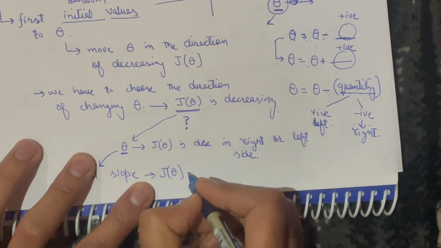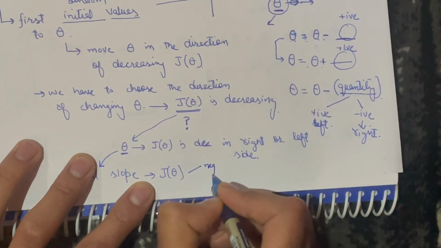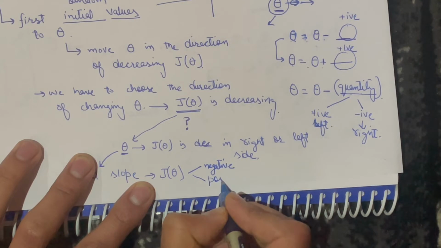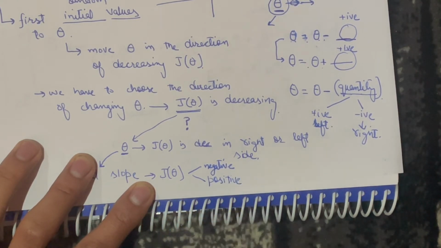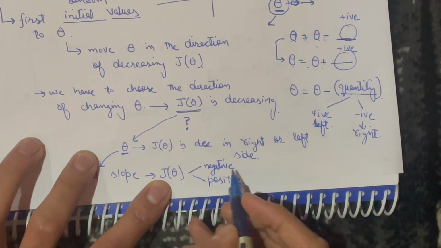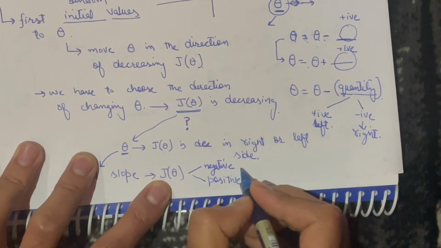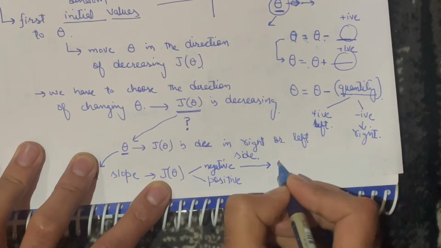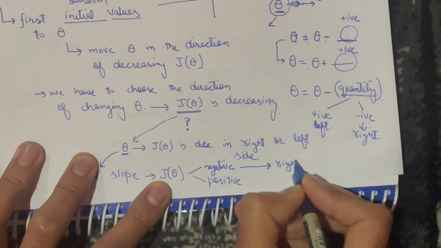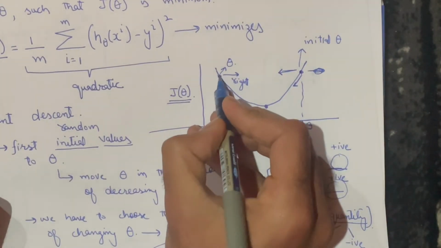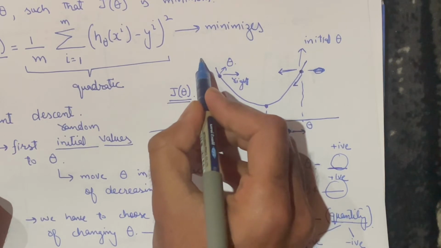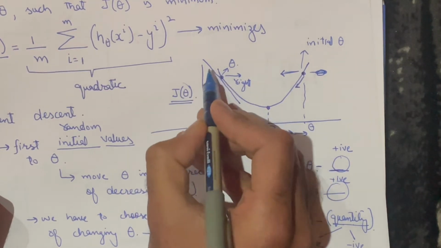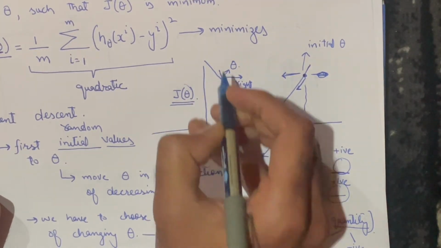So there are only two possibilities: the slope is negative or the slope is positive. These are the only two choices. Now, if the slope is negative, that means J theta is decreasing by moving to the right side. You can see here, if our J theta was here, now I will draw a slope here, the slope to J theta. And you can find out that this slope is a negative slope.